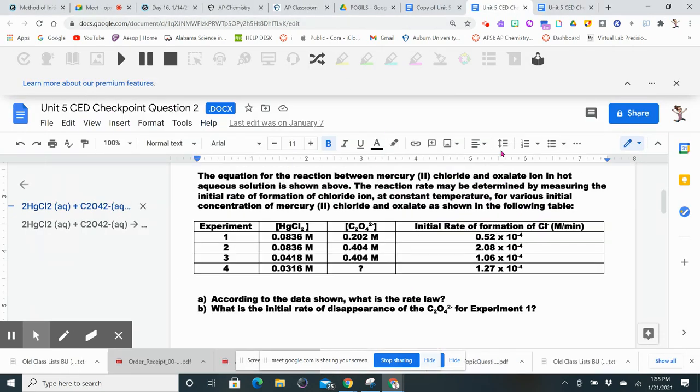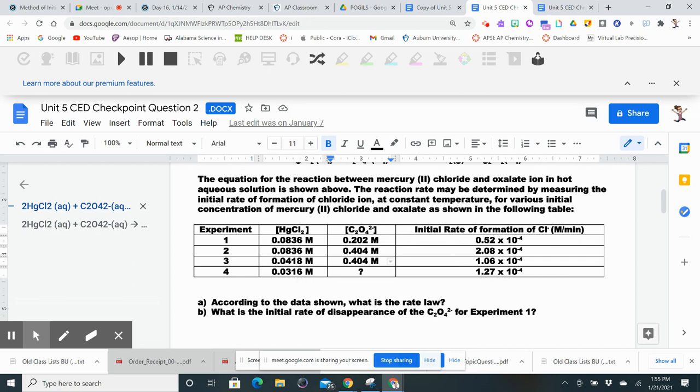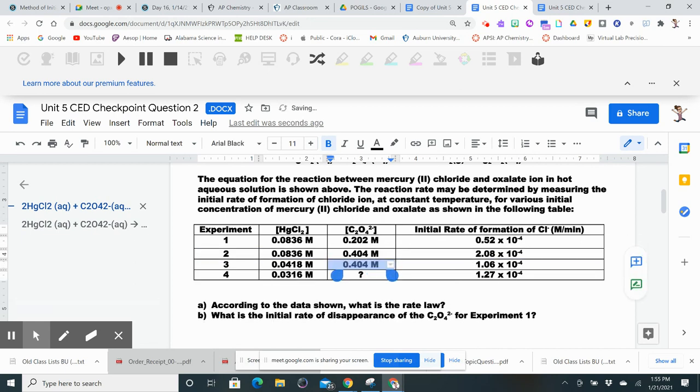And they gave you the data table, so you are definitely going to do that. You'll look at these first two that are constant, and you'll find out what happens to the oxalate and the concentration here. Then you'll look at these two because the oxalate is constant, so you'll compare these two and see what happens. Yeah, and do it just like she did it. That's fine.